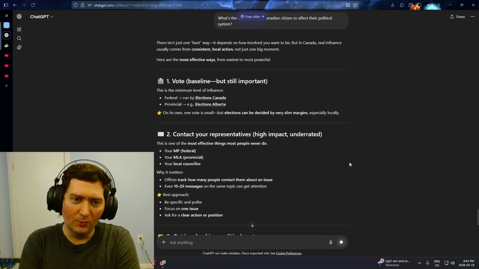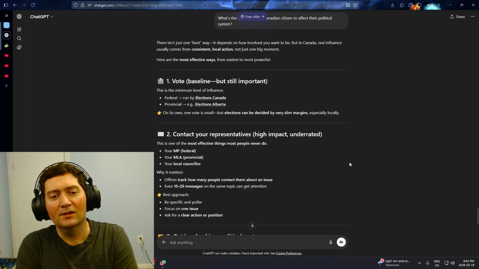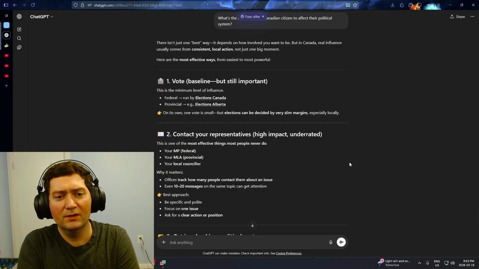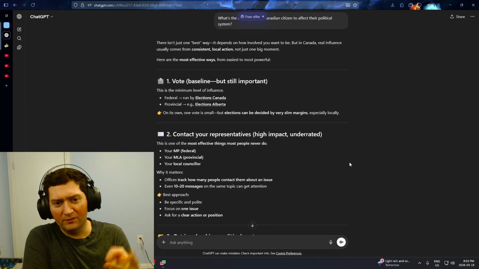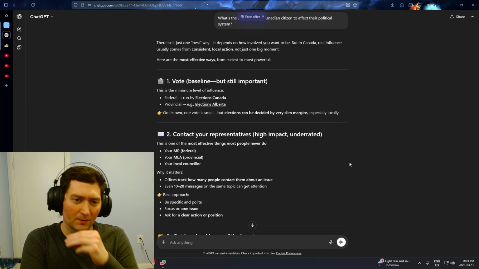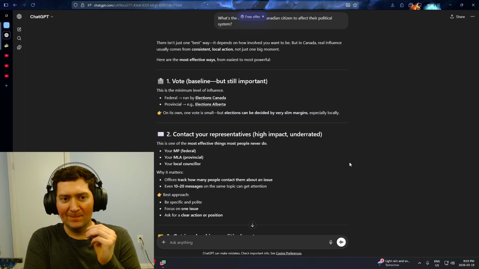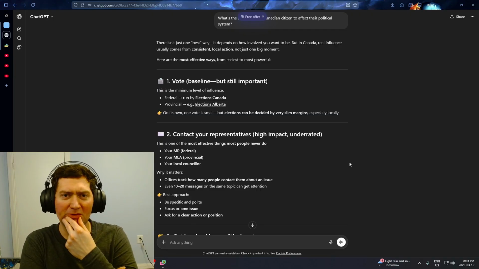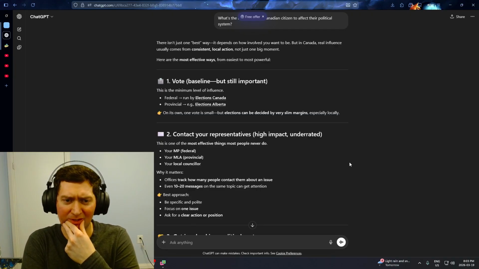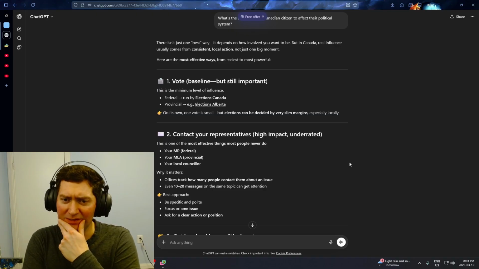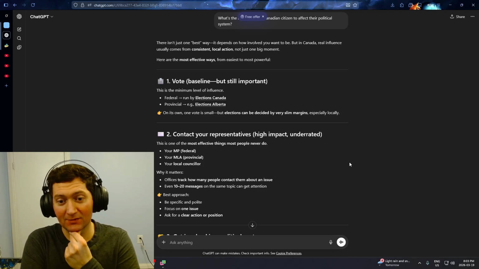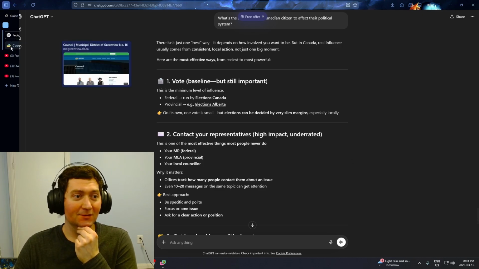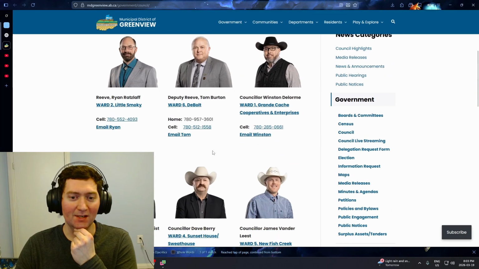Here are the ways. Vote, obviously. Baseline, but it's important. The minimum level of influence, you want to vote in federal, provincial, and municipal elections. I think federal and municipal are done at the same time. And decided by a very slim margin, especially local. Contact your representatives. Oh, I've gotten all their emails now.